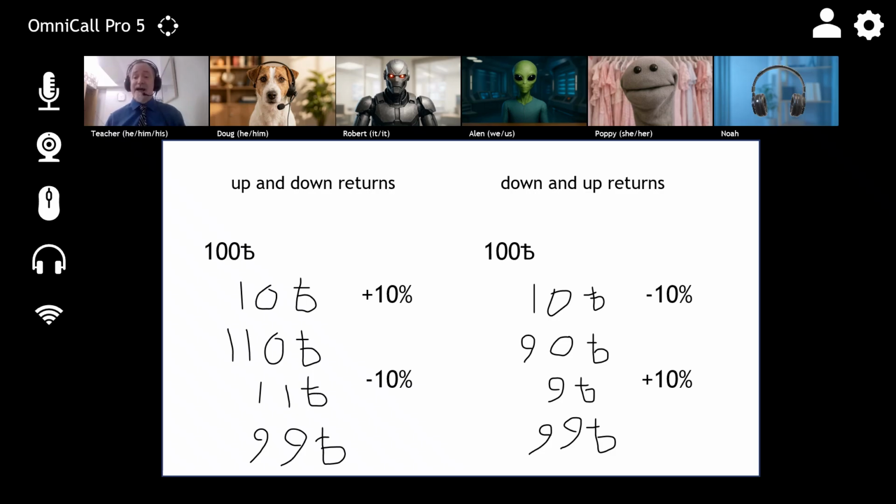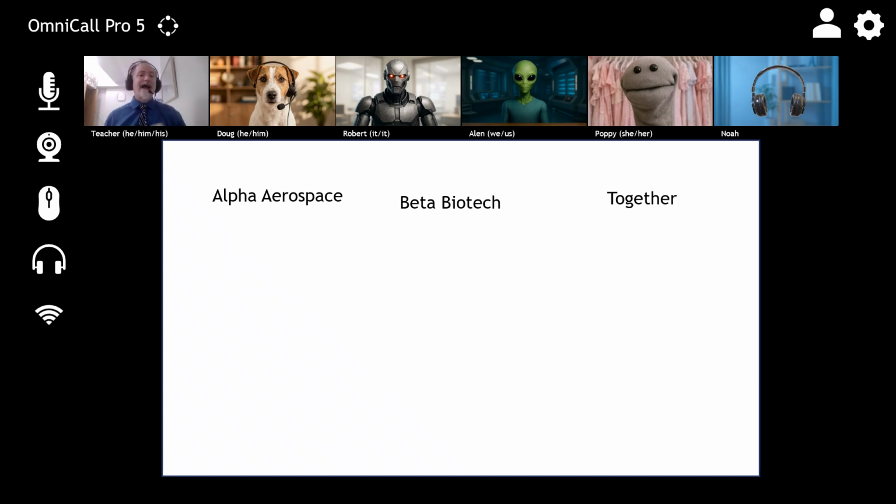Let's just call them stock A and stock B. Oh, could we call them Alpha Aerospace and Beta Biotech? Yes, awesome idea, Poppy. Thank you. That'll make things much clearer. Here, Alpha Aerospace, Beta Biotech, and then together.